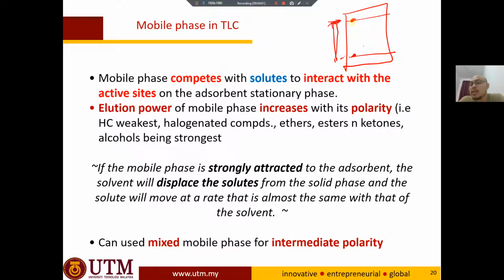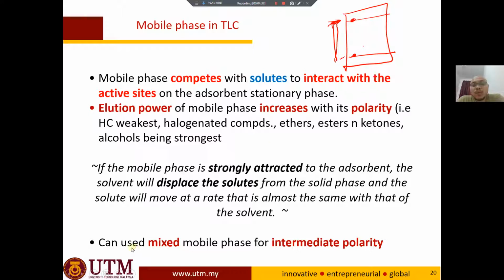Why can't we say we want it that way? Because if the analytes or the solutes move faster, we actually want the compound, the solutes, to interact with the stationary phase. If it doesn't really interact with the stationary phase, there's no reason we bother to use the TLC. So we need to adjust the polarity of the solvent. That's why it's not necessarily that we need a strong mobile phase.